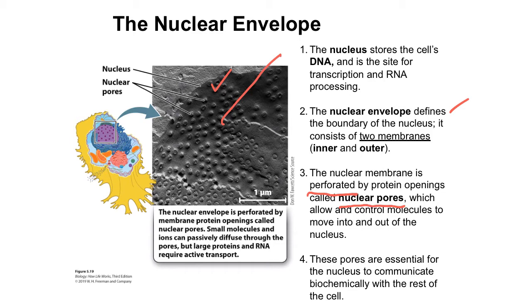the nucleus. So this is the key structure that allows the nuclear envelope to regulate what sort of molecules can come in and out of the nucleus. Okay, what gets imported and what gets exported. Small molecules and ions can passively diffuse through the pores, but large proteins and RNA require active transport, the expenditure of energy to do so. These pores are essential for the nucleus to communicate biochemically with the rest of the cell.